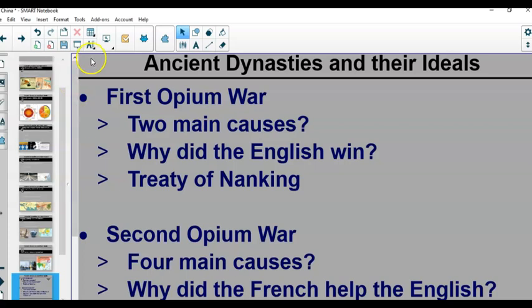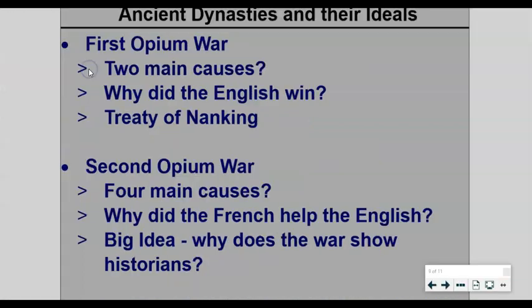Alright, so there are the First and Second Opium Wars. Absolutely crazy. England as a country is just basically a giant drug dealer forcing their product on China.